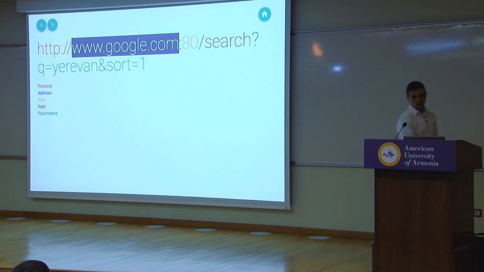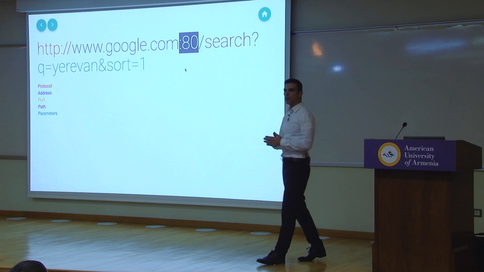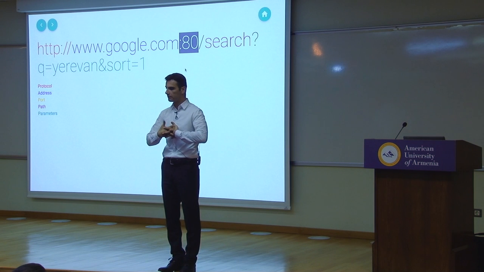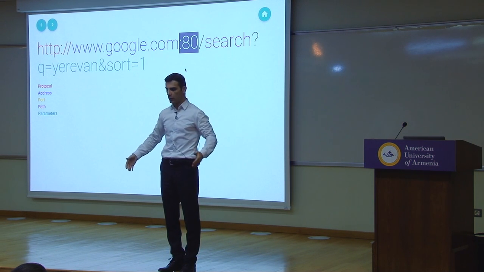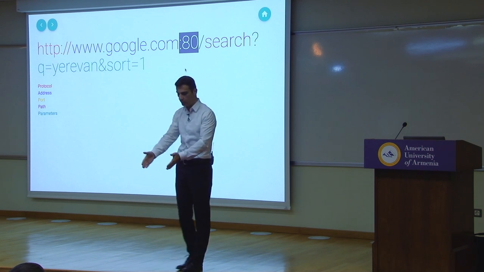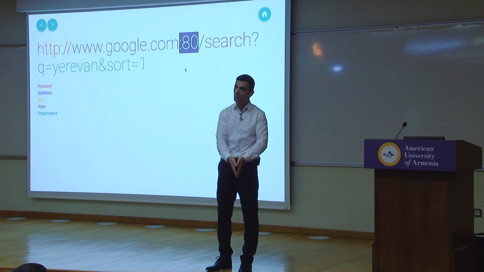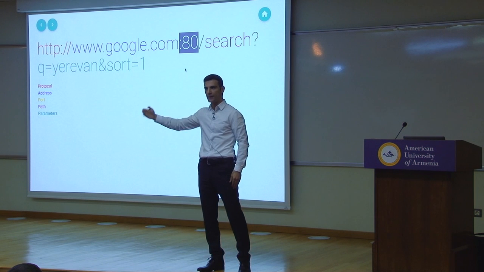Then 80, this part here, notice there's a colon here, colon 80. This is the port number. Every computer has lots of ports. Here's a good analogy. Imagine you have ships coming into your city. You can't have one place for all the boats to come, because each boat needs its own parking spot. So what you have is various ports. Each is assigned a number. And when the boat comes into the city, it simply goes to the right port and stops.